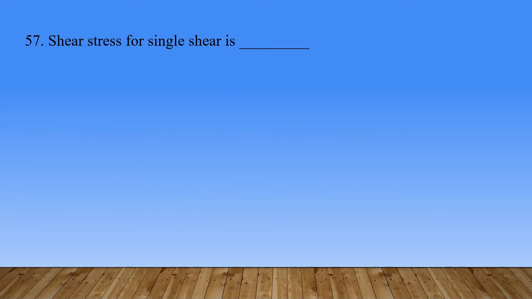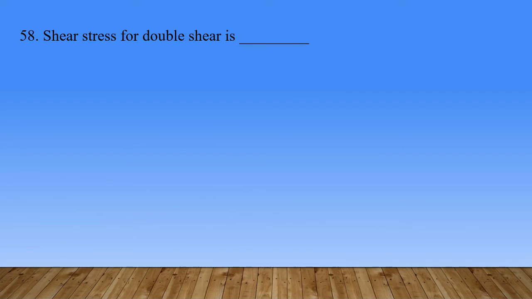Question number 57. Shear stress for single shear is dash. Option A tau is equal to P by A, option B tau is equal to 2P by A, option C tau is equal to P by 2A, option D tau is equal to P by 2 divided by A. So the correct answer is option A, that is tau is equal to P by A.